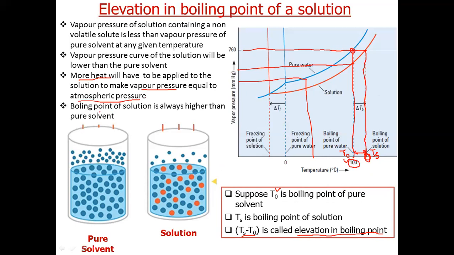Now the boiling point of a solution, which is prepared by adding a non-volatile solute, will always be higher than that of the pure solvent. We have shown this from this curve, which is called the vapor pressure curve. Now we will see a relation between elevation in boiling point and concentration of the solution. We will derive a very important relation.